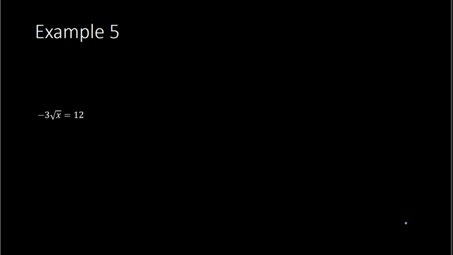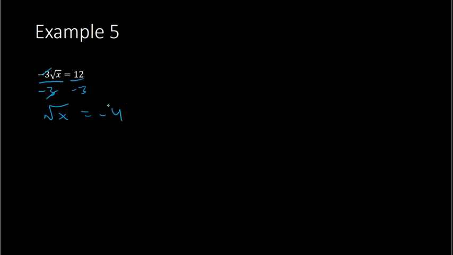Example 5. I have negative 3 times the square root of x equals 12. Now I've mentioned in example 4 that before I get rid of the radical, I want to isolate it first, meaning get it totally by itself with nothing outside of it. So this negative 3 over here, I want to bring it over to the right side. And this negative 3 is being multiplied by the square root of x. So to bring it over, I do the inverse of multiplying, which is dividing. When I divide, I have the square root of x on the left side. 12 divided by negative 3 is negative 4 on the right side.